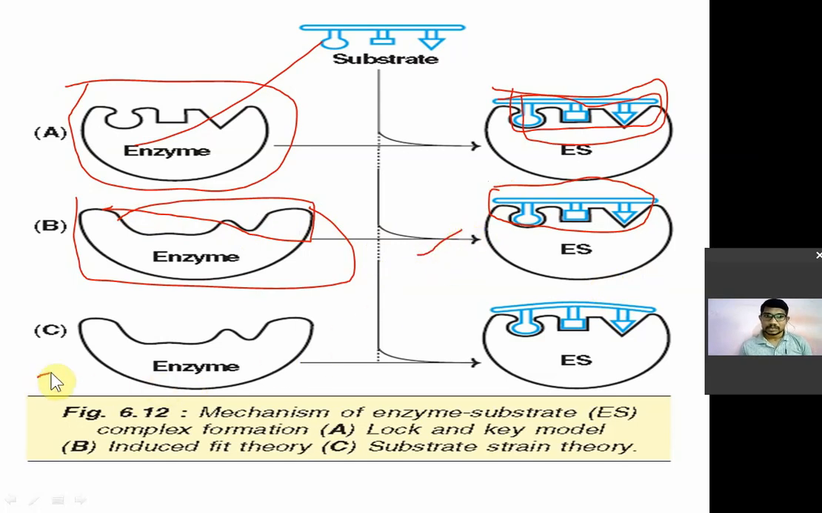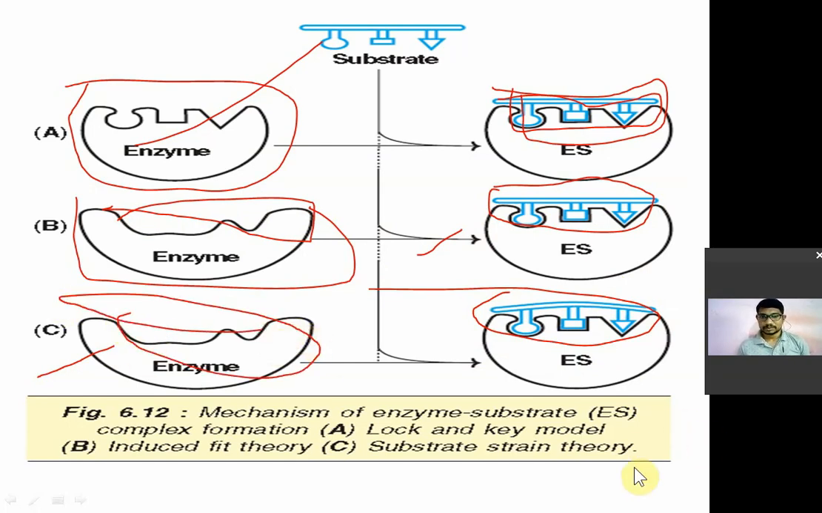And third one is a substrate strain theory. So substrate will strain the enzyme and bring about the conformational changes in the enzyme, and that is a substrate strain theory. So this is just a theory of your.